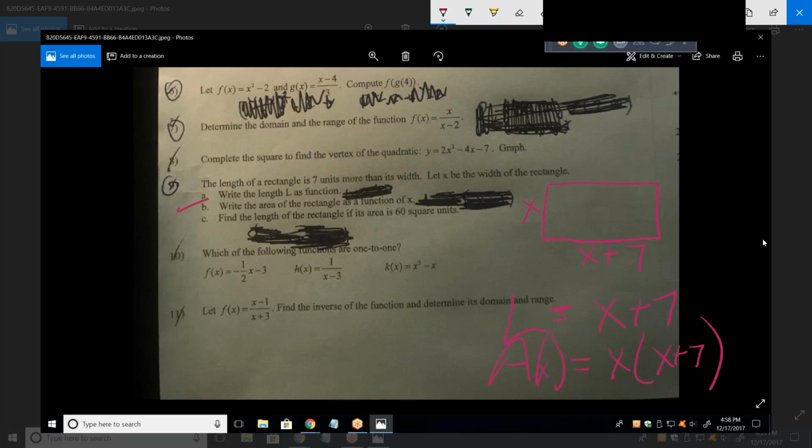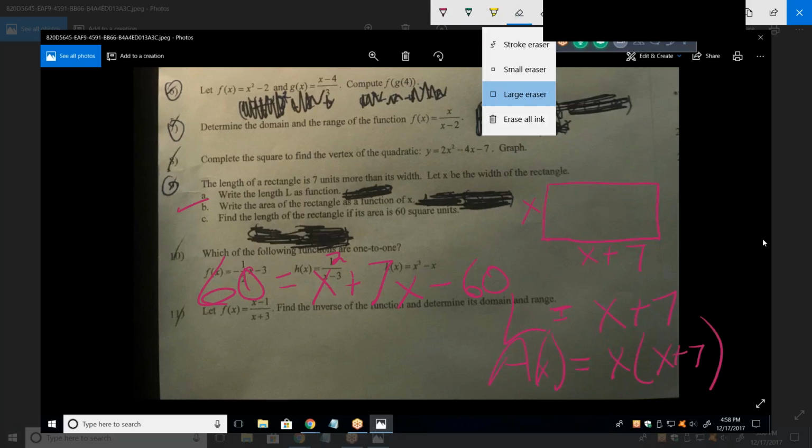What do I do? I've got an area function there. They're telling me the area. Can I solve for x? I'm not sure. Well, probably. Okay, we'll substitute 60 for the area. And we know that's equal to x times x plus 7. Now I do need to multiply it together because I'm looking at a quadratic. And now I need to move the 60 over on the other side to solve it. Hopefully I won't have to use the quadratic formula.